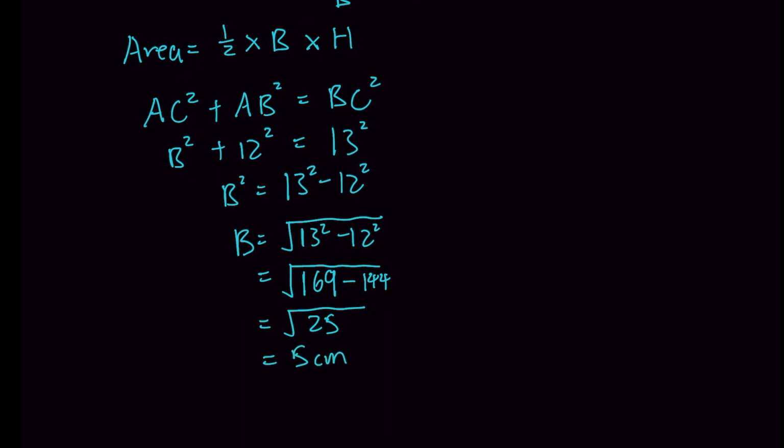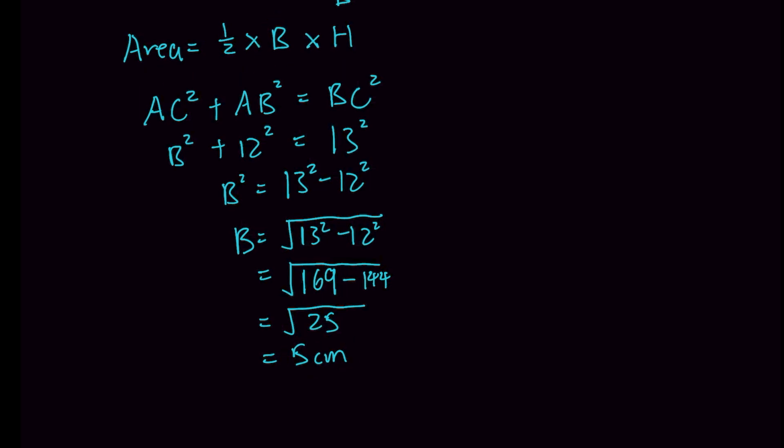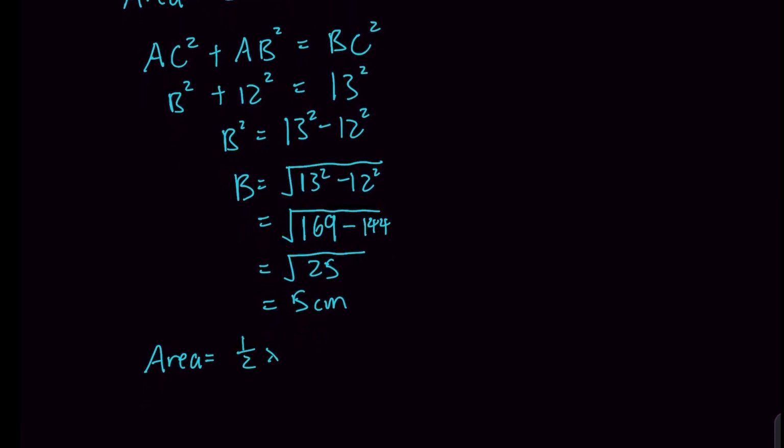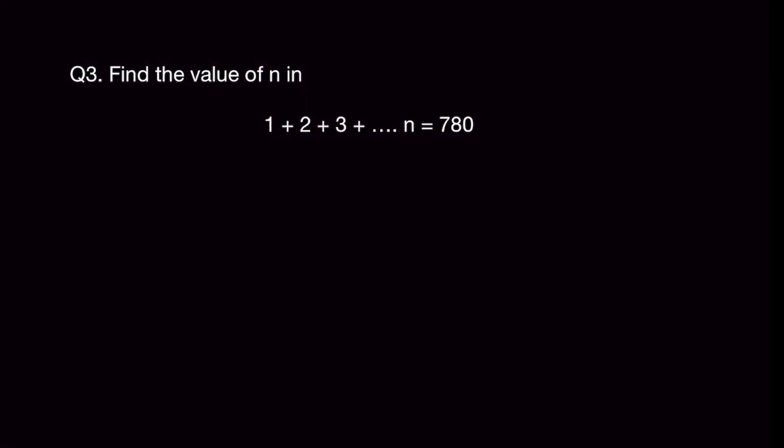Once we are done with this, we can immediately put it into our equation to find the area. The area equals half times the base, which we found is 5 cm, times the height, which we know is 12 cm. 12 can be divided by 2, so we get 6 over here. 5 times 6 gives us 30 cm squared. Very good. Now we have found the area, and this is the answer for this question. Let's look at the next question.